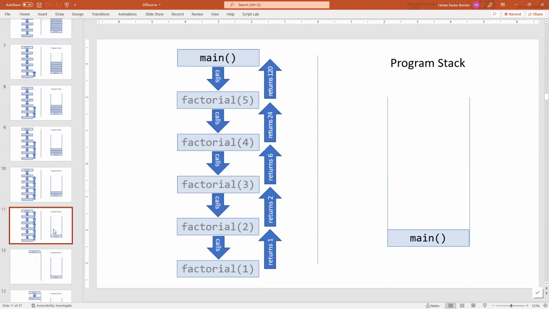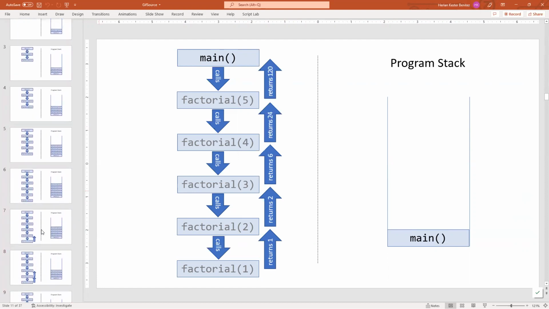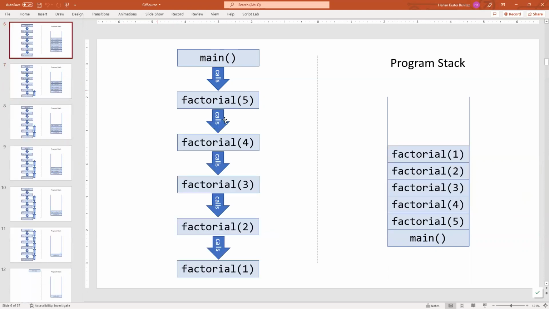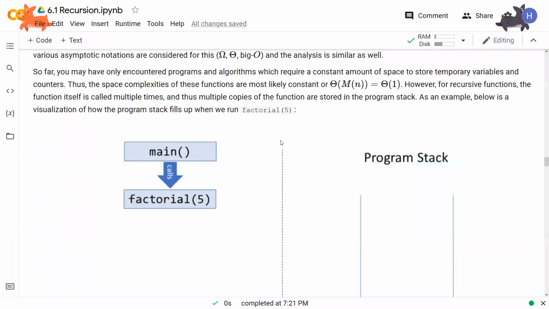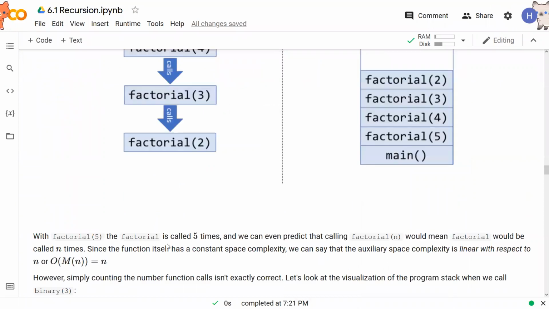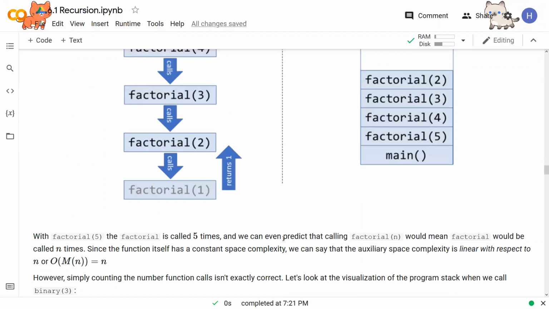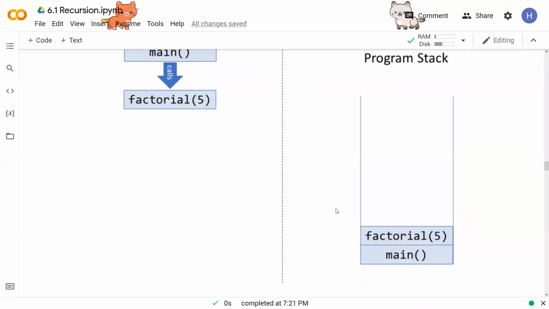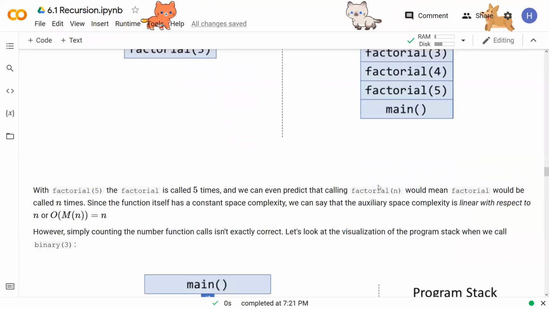So, during the course of the execution of factorial of 5, we take up some space na proportional doon sa dami ng recursive calls natin. So for factorial of 5, we can say na ang ating space complexity ay linear or O of n. Since, yun nga, for example, if we get factorial of 10, it means 10 recursive calls to factorial yung laman ng ating stack.